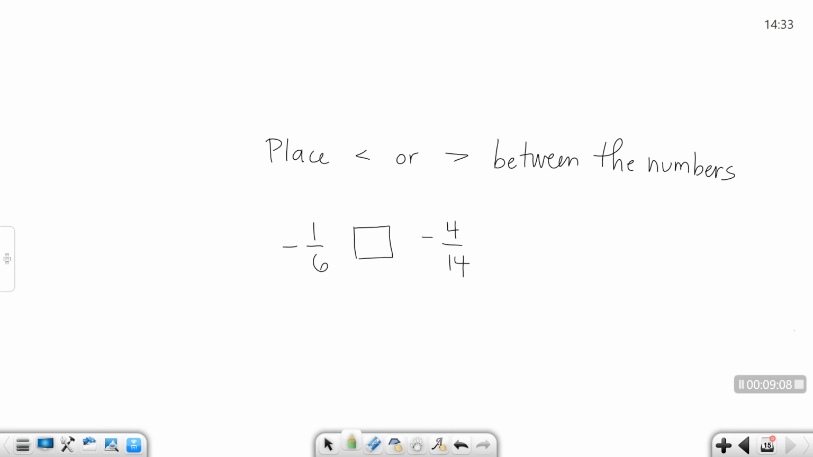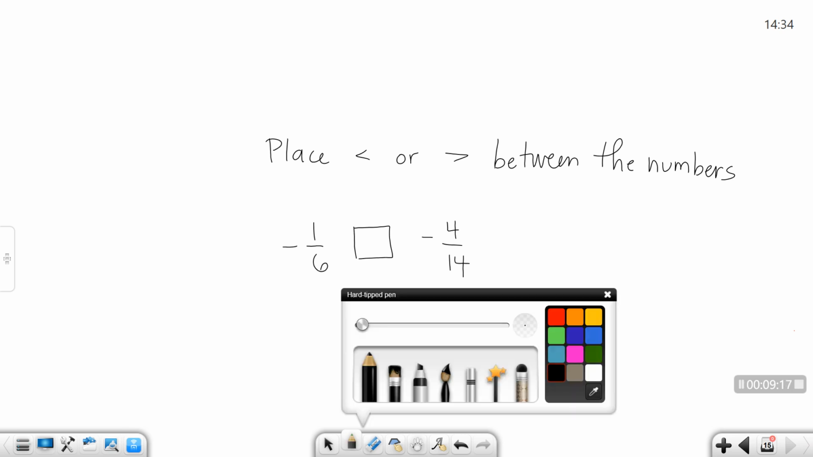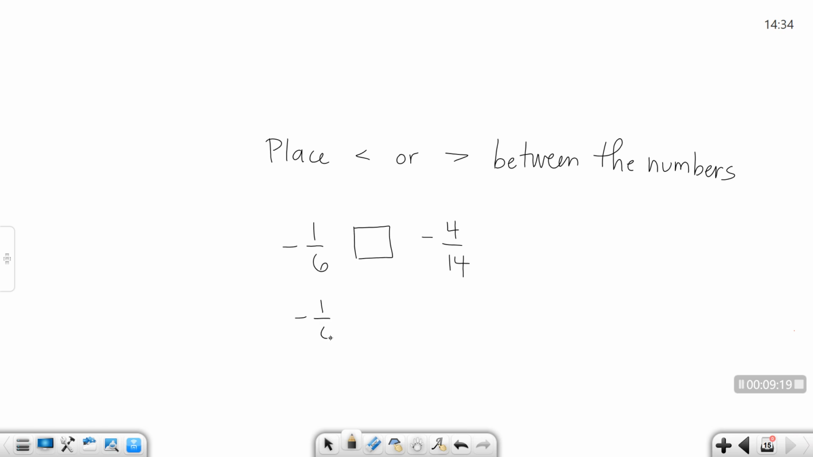Okay, lastly they ask you this: place the less than or greater than between the two numbers. Looking at this one, the numbers are kind of bad. What I'll do first with this one, I'm going to keep this one as it appears. Let's reduce this other one. That's going to make it a lot better. If I reduce this one, it reduces by 2, so that's a negative 2/7.